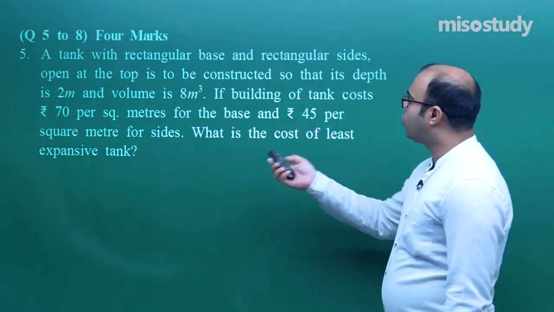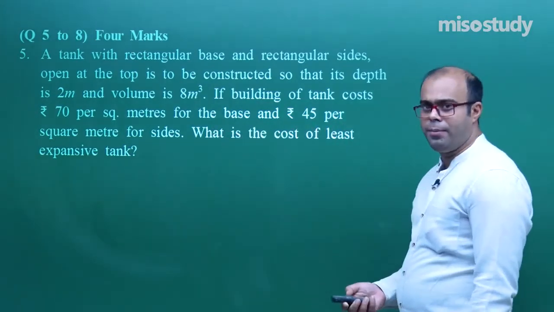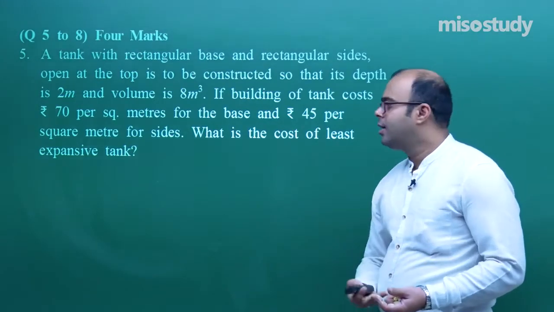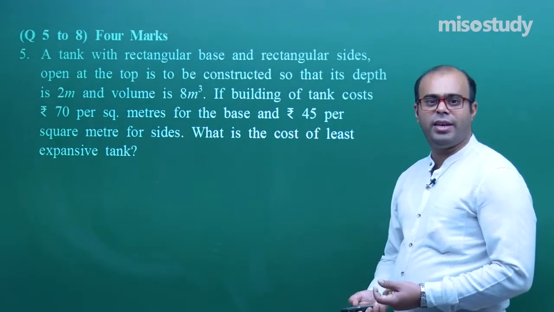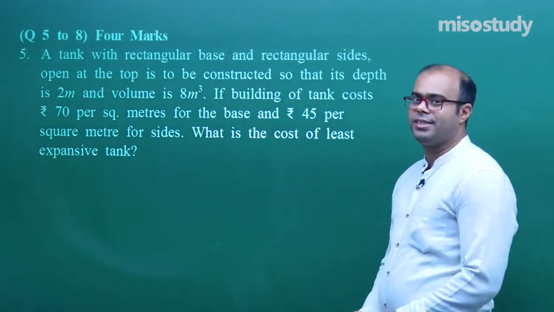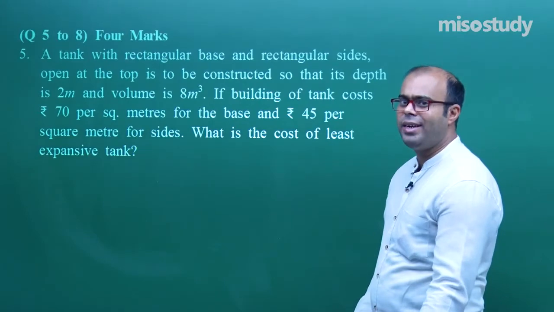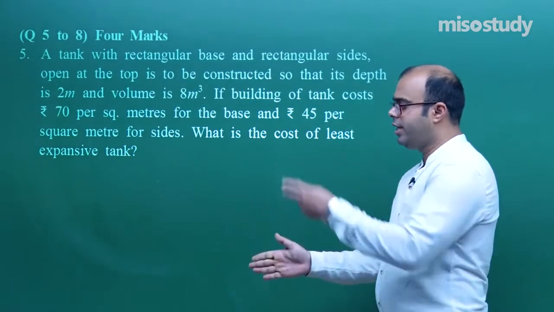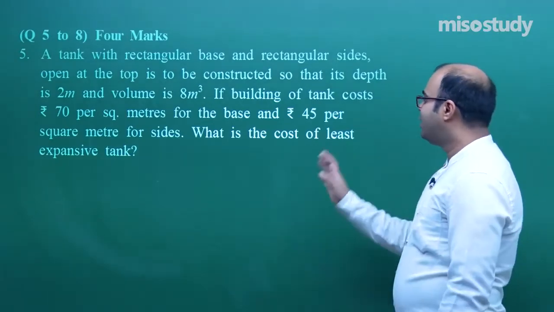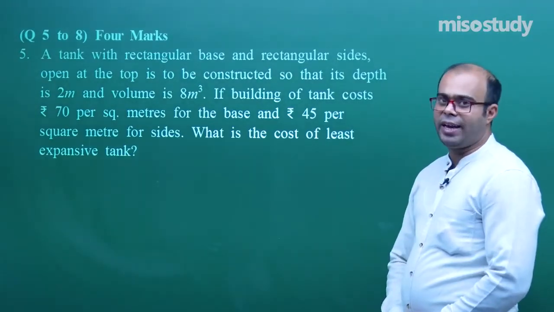If building of tank costs rupees 70 per square meter for the base, so in order to build the base of the tank, rupees 70 per square meter has to be spent, and rupees 45 per square meter for sides. How many sides are there for the open tank? 1, 2, 3 and 4. So 4 sides and 1 base. What is the cost of least expensive tank?